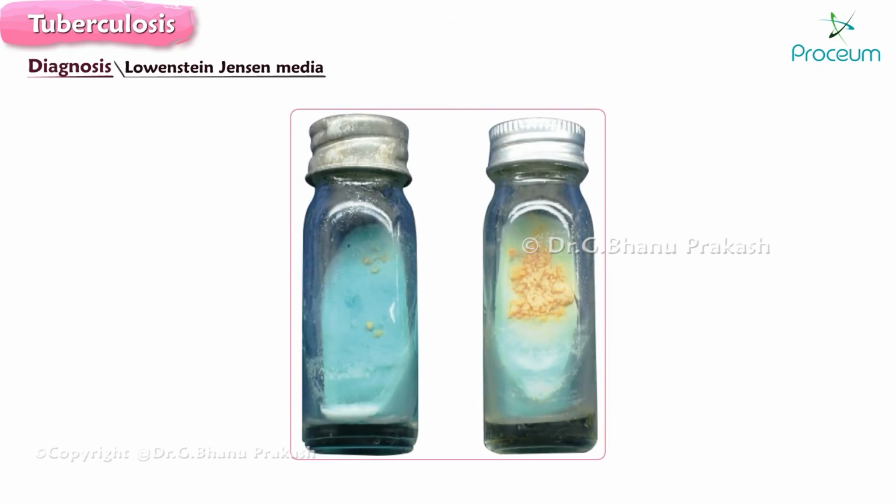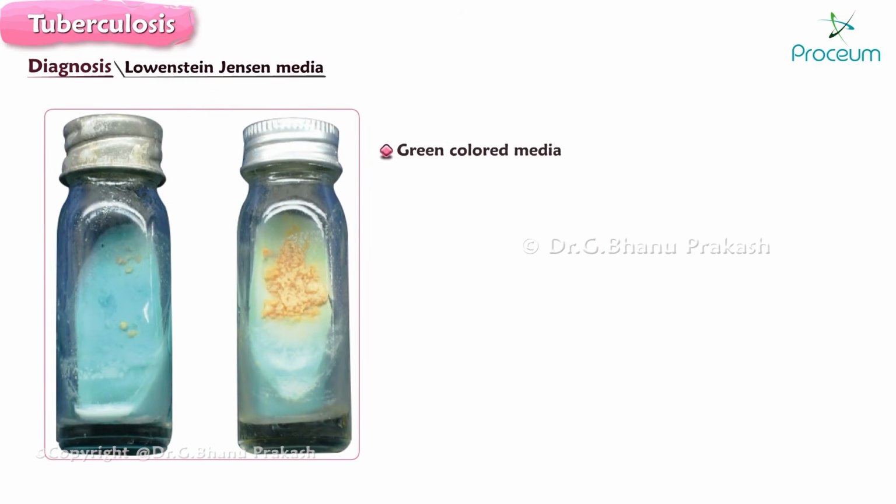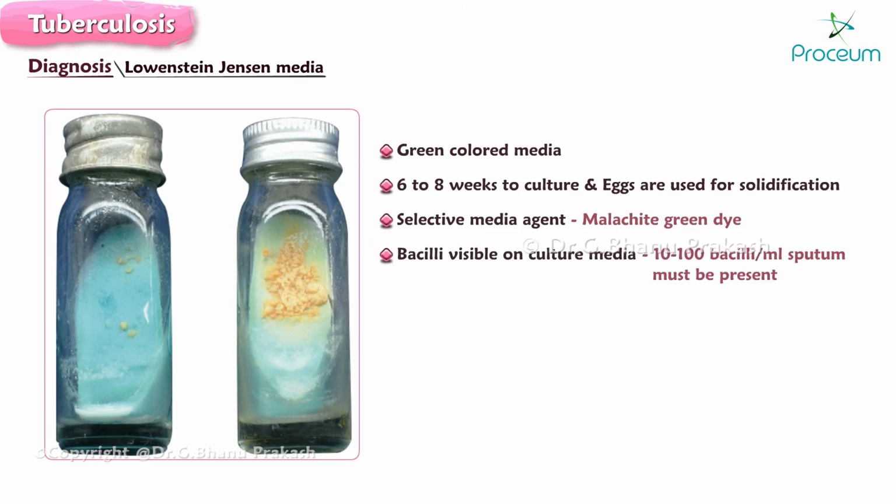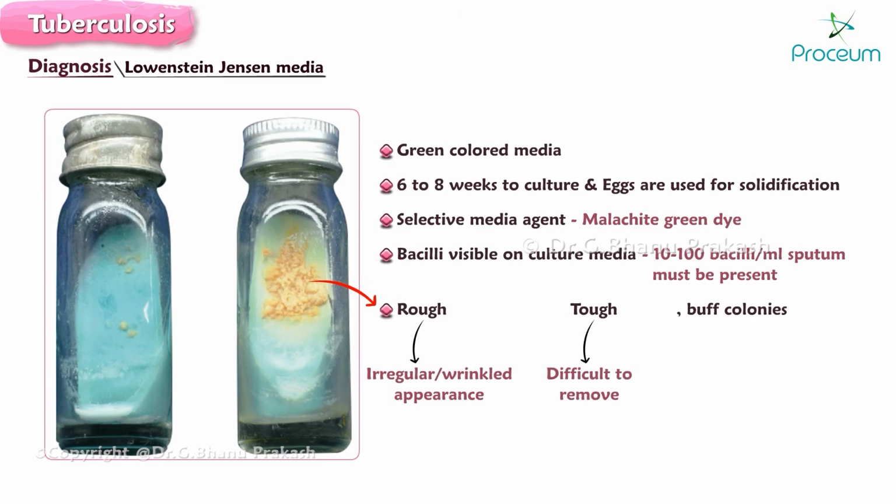Lowenstein-Jensen media is a green-colored media. It takes 6 to 8 weeks to culture, and eggs are used for solidification. The selective agent is malachite green dye. For bacilli to be visible on culture media, 10 to 100 bacilli per milliliter of sputum must be present. It shows rough, tough, buff colonies. Rough denotes the irregular, wrinkled appearance. Tough means it's difficult to remove. Buff denotes its yellowish-brown color.